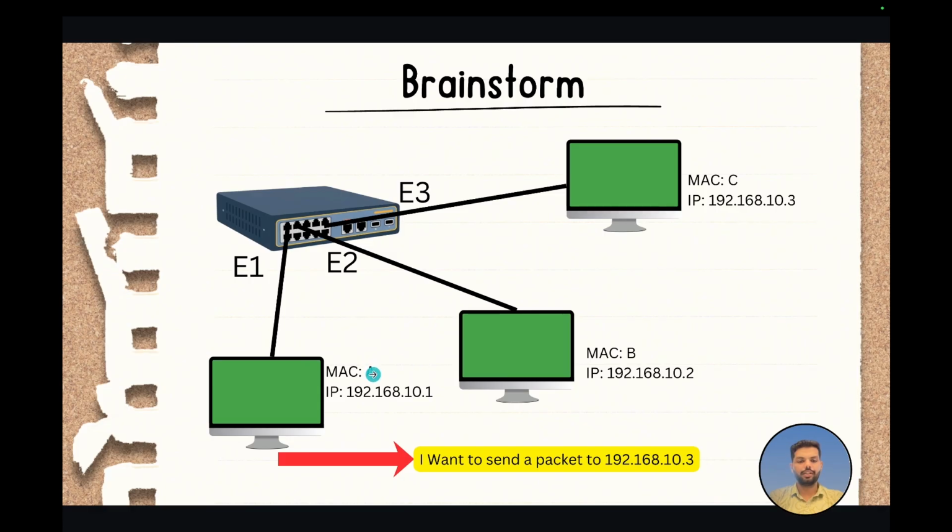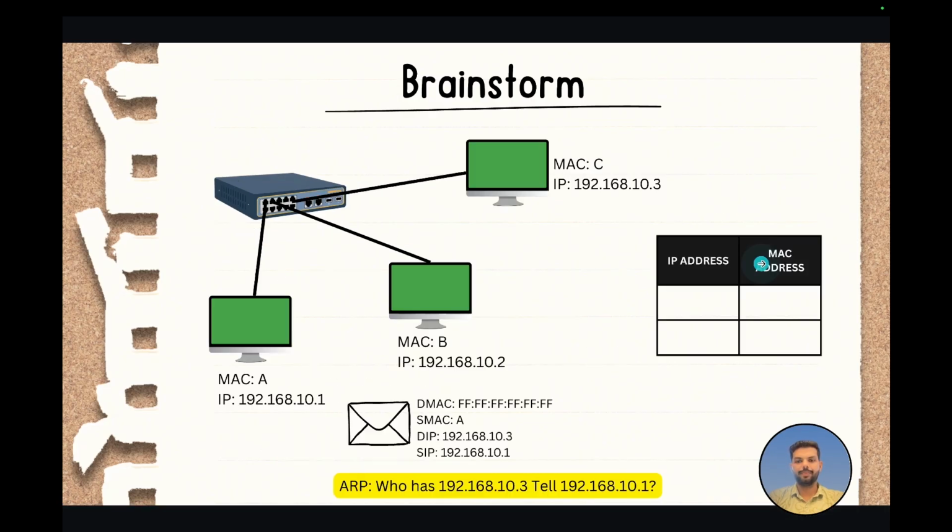We have shortened the MAC address just to simplify the learning, right? Let's say this device, which has MAC address A and IP address 192.168.10.1, wants to send a packet to 192.168.10.3, which is here, which has MAC address C. Now it prepares the packet, and as you can see, this is basically the ARP table for this device, and you can see there are no entries for an IP address mapped with a MAC address.